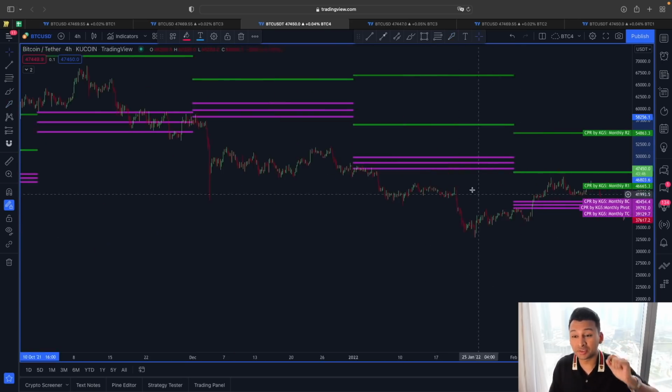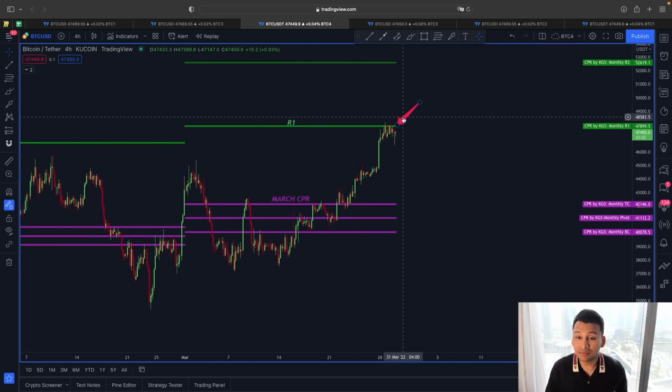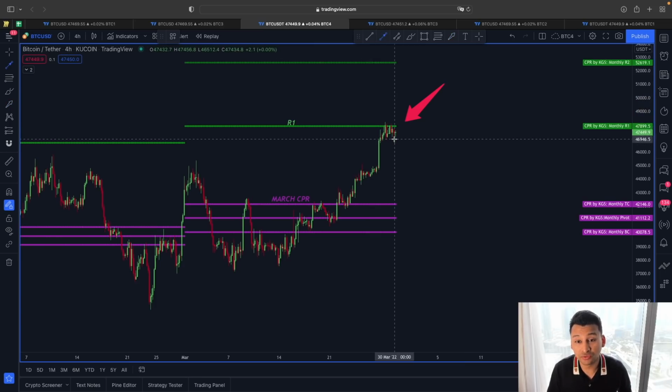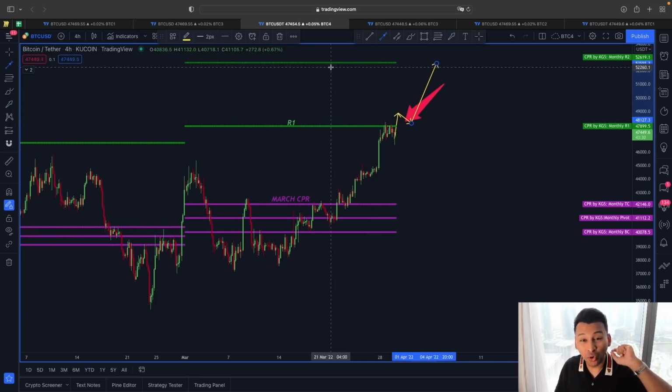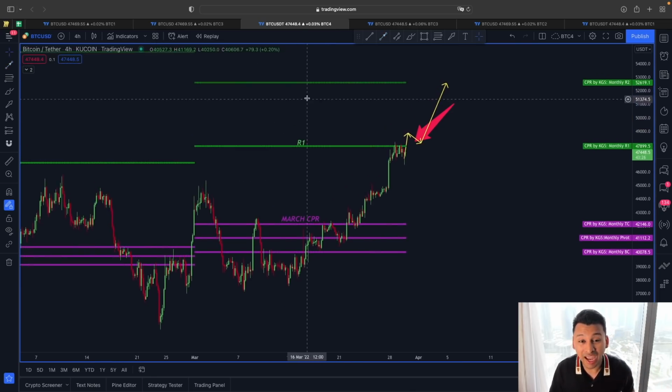So that's why for us, this monthly R1 line, which is sitting around 47,900 to 48,000, is going to be a strong line of resistance here in the immediate short term. So if we do manage to flip this into support, then you can see the next potential target according to the monthly pivot for the March month, the monthly R2 line.